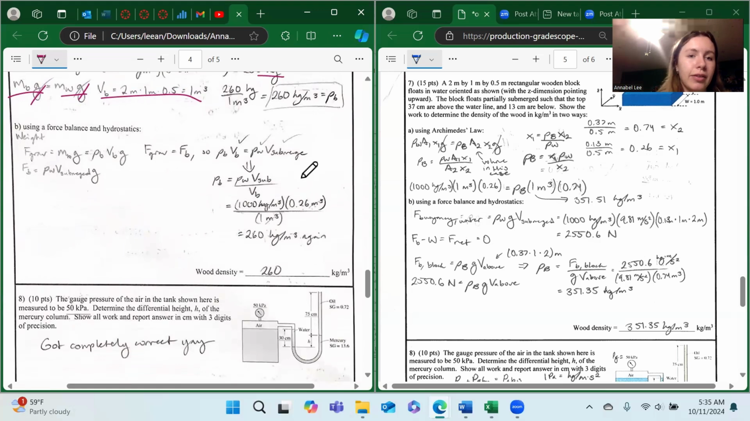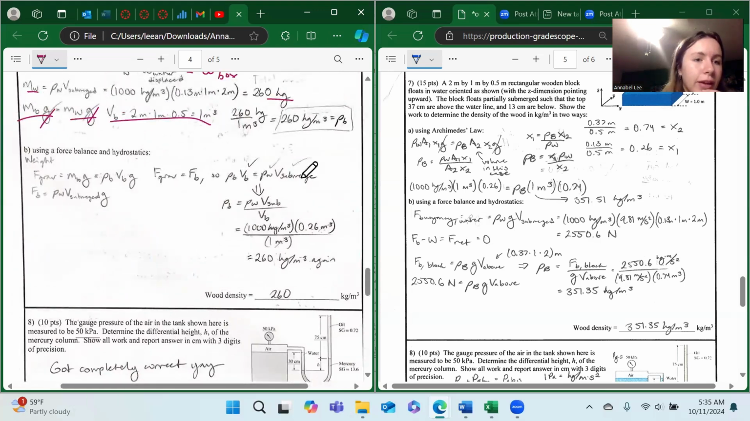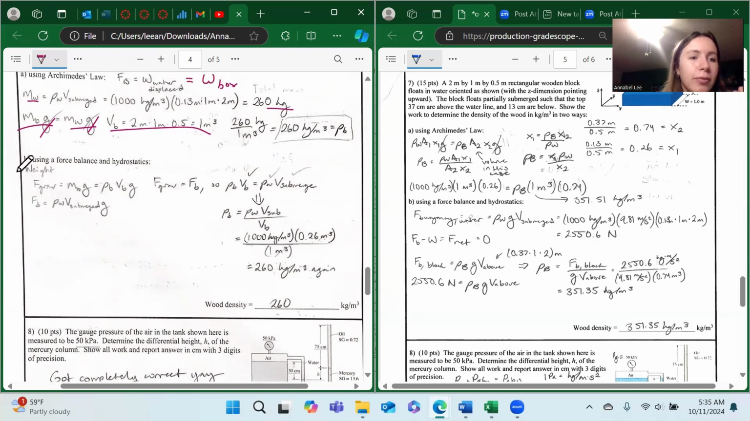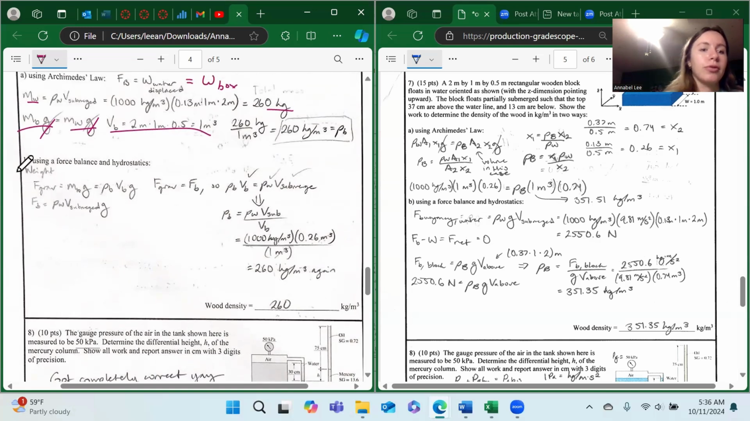Yeah. So you could do a similar thing using force balance and hydrostatics. So the gravity force is going to be equal to the mass of the box times gravity, which is equal to the density times the volume times the gravity of the box. And then the gravity force is going to be equal to the buoyant force. Buoyant force is just the density of water times the amount of rocks that's submerged times gravity.